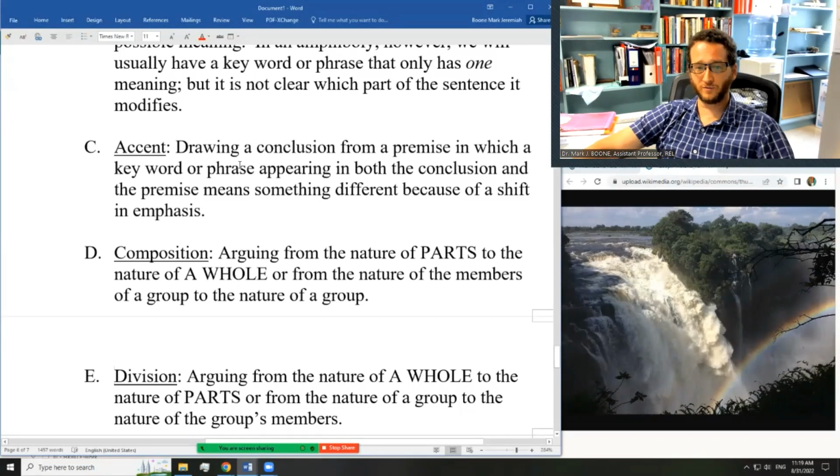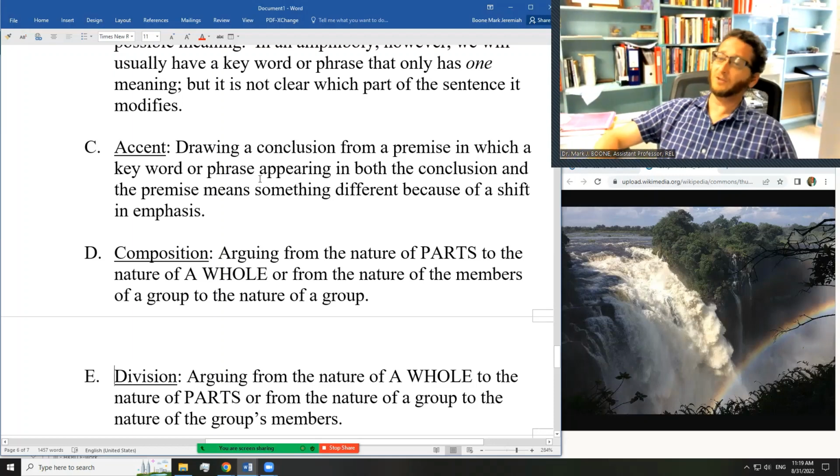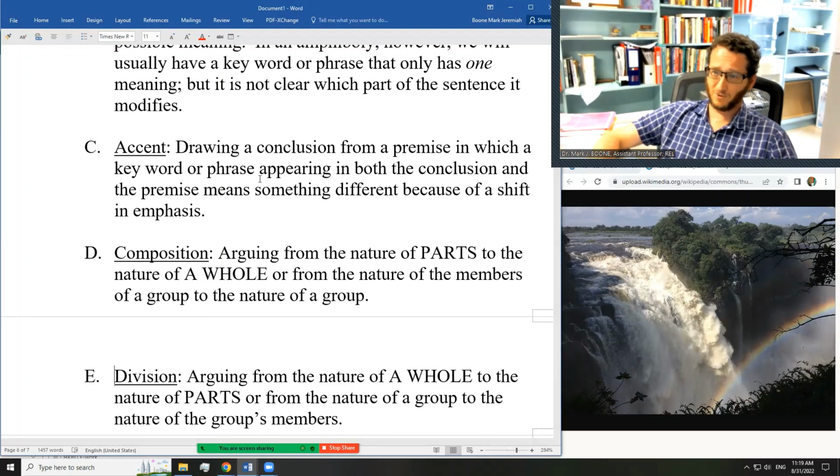All right, accent is drawing a conclusion from a premise in which a keyword or phrase appears in both conclusion and premise and means something different because of a shift in emphasis. Now, I think for our purposes, since this is just rudimentary logic instruction on YouTube or Rumble, I'm not going to give you an example. You can forget this one. We have a good list already.